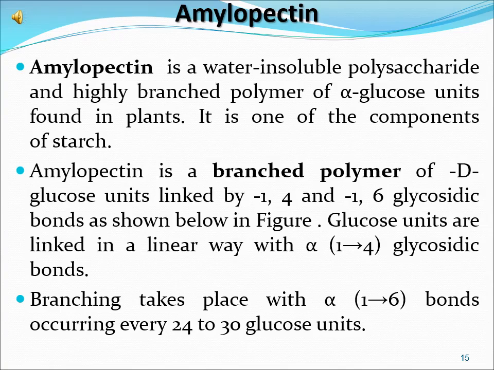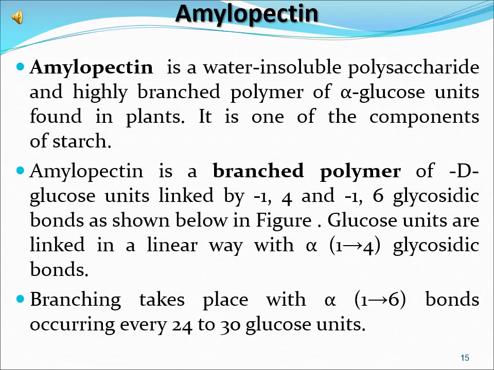Amylopectin is also a part of starch. Amylopectin is a water-insoluble polysaccharide and highly branched polymer of alpha glucose units found in plants. It is one of the components of starch.